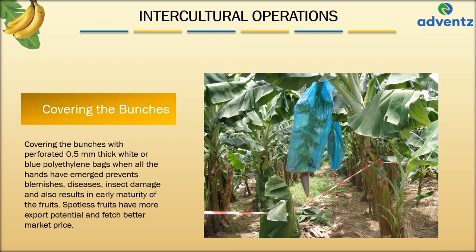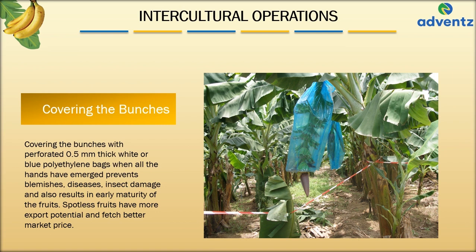Covering the bunches with perforated 0.4 millimeter thick white or blue polythene bags, as is shown in the image, when all the hands have emerged, prevents blemishes, diseases, insect damage, and also results in early maturity of the fruits. Spotless fruits have more export potential and hence fetch better market price.